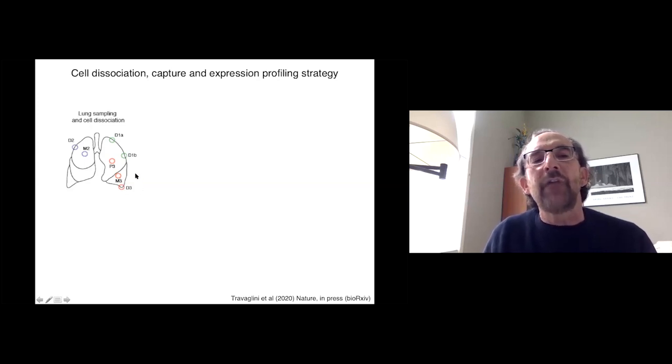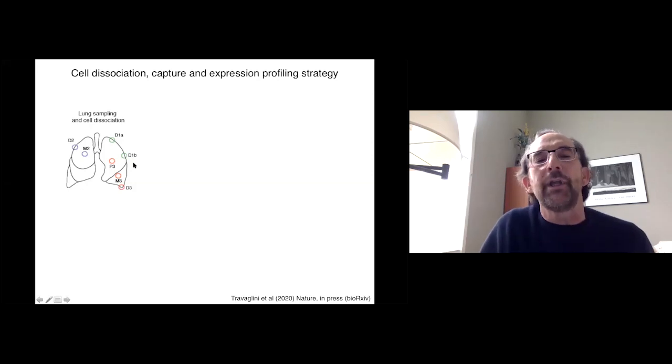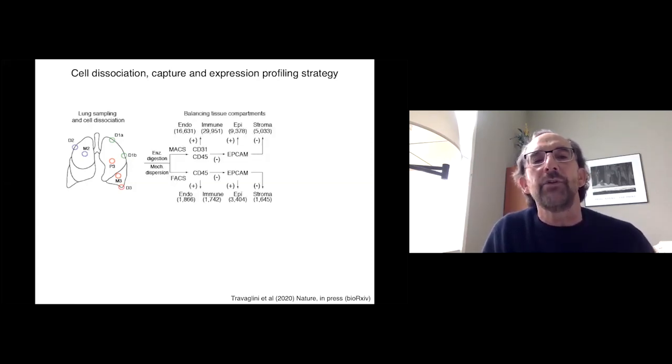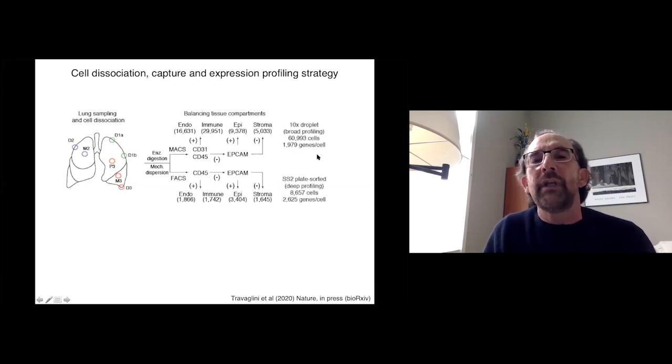For each of these samples that we collected, we brought the cells directly from the surgical suite to the laboratory and immediately began processing the fresh tissue. We did enzymatic digestion and mechanical dispersion of each of these tissue samples. And then we separated the cells by either magnetic associated cell sorting or fluorescence associated cell sorting. And we separated them into the major tissue compartments, endothelial, immune, epithelial, and stromal compartments, so that we could balance representation of the analyzed cells among all of the major cell compartments, because we were interested in getting a comprehensive atlas.